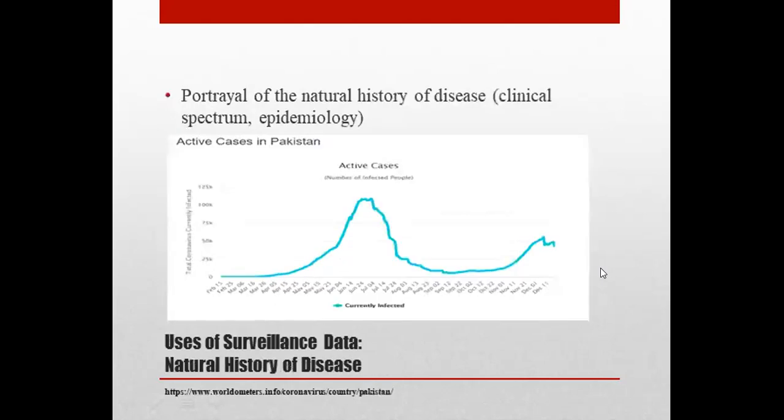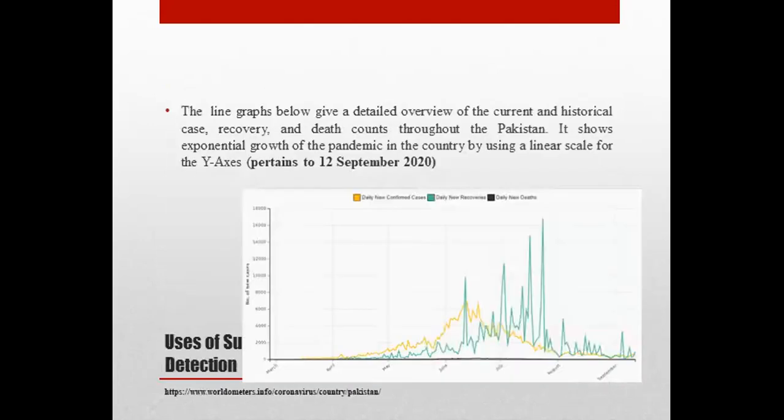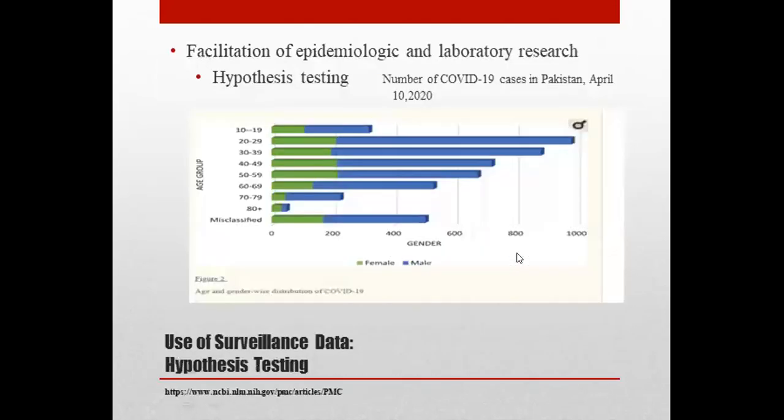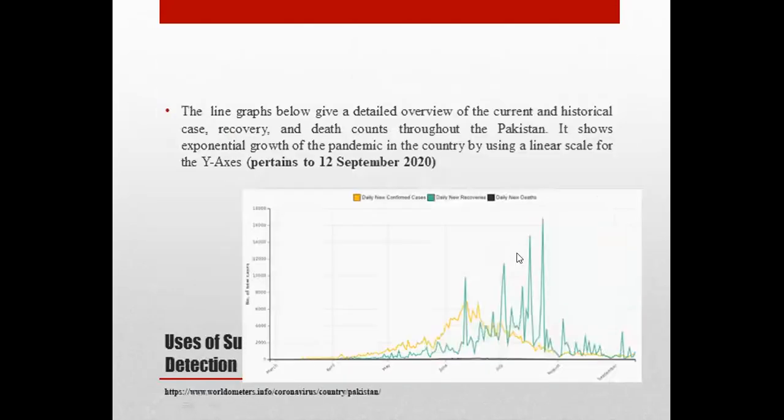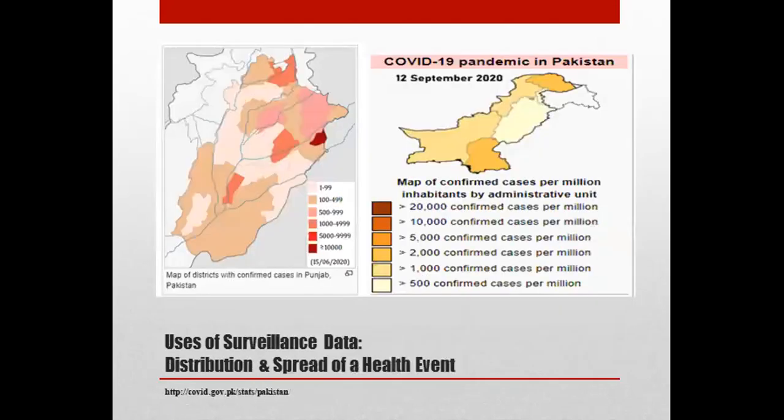It can also portray the natural history of disease, for example the clinical spectrum of disease. It can also be used for the natural history of disease, and also tells about the current and historical case, recovery, and death counts of any disease. It can also be used for the distribution and spread of health events.